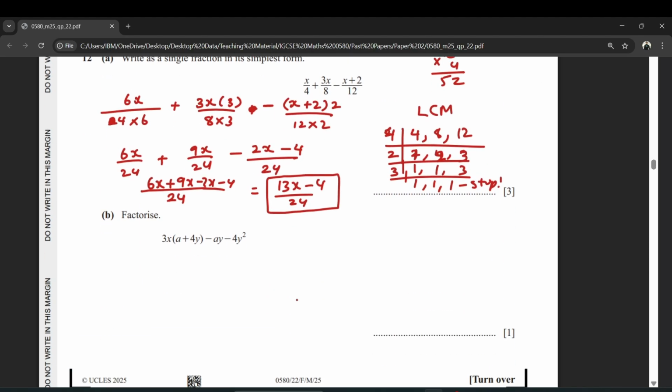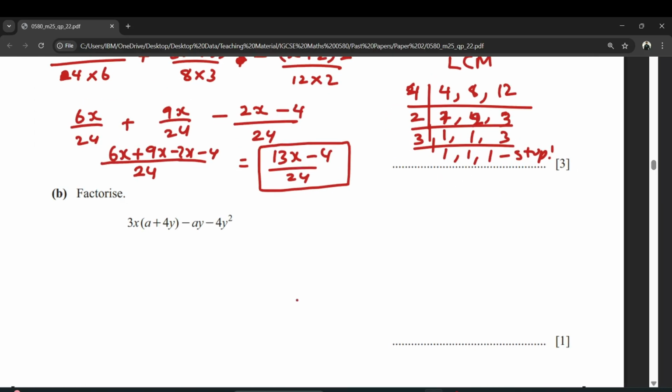The next part is factorize. Okay, so you can see that this part has already been factorized, right? 3x has already been factorized, but all we have to do here is we need to factorize this part of the expression. So I'm going to write this as it is. And over here, I can see that y is common, minus y. So I can write minus y. So therefore, I'll be having a plus 4y.